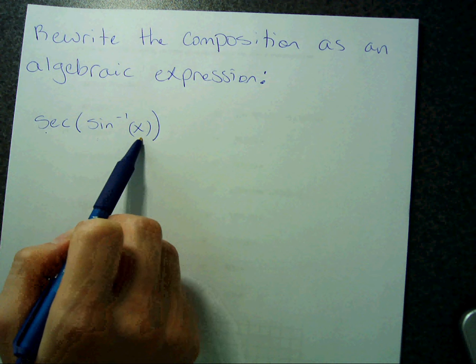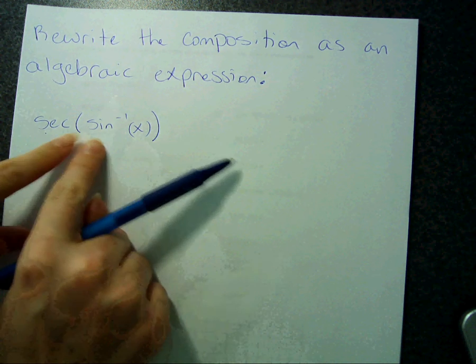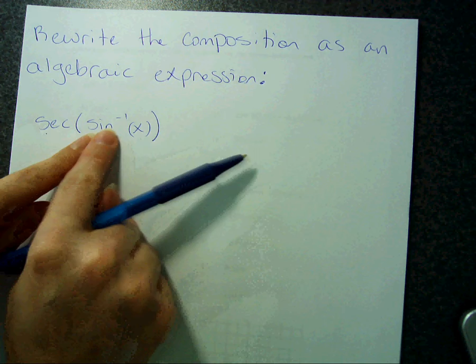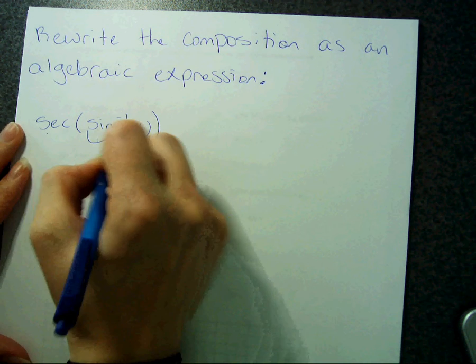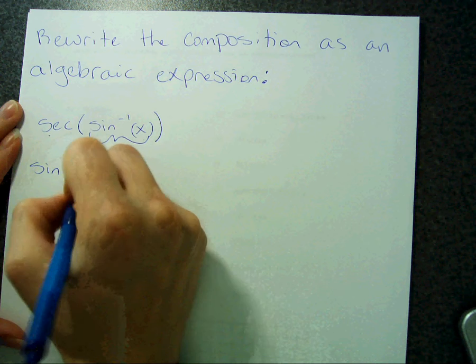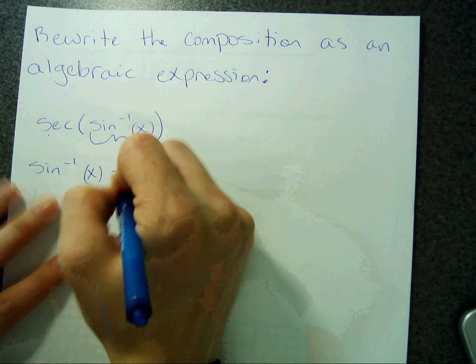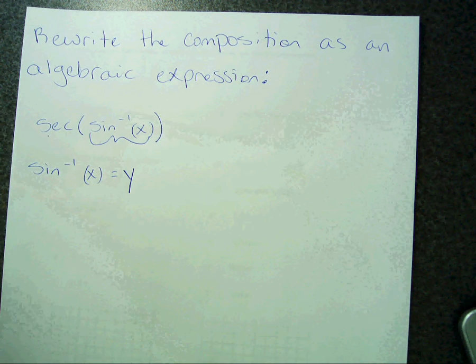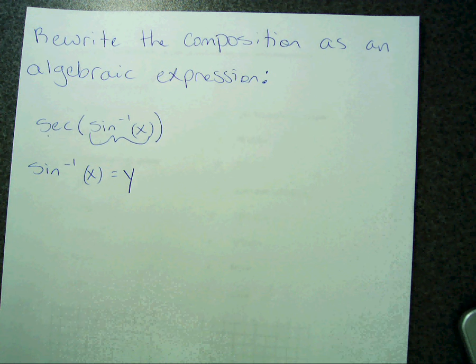All right, so the very first thing I want to do is start on the inside. I'm trying to find secant of something, and I'm going to call that something y. So I'm going to take out sine inverse of x, and I'm going to call it y. Again, you could call it anything. I'm going to call it y.